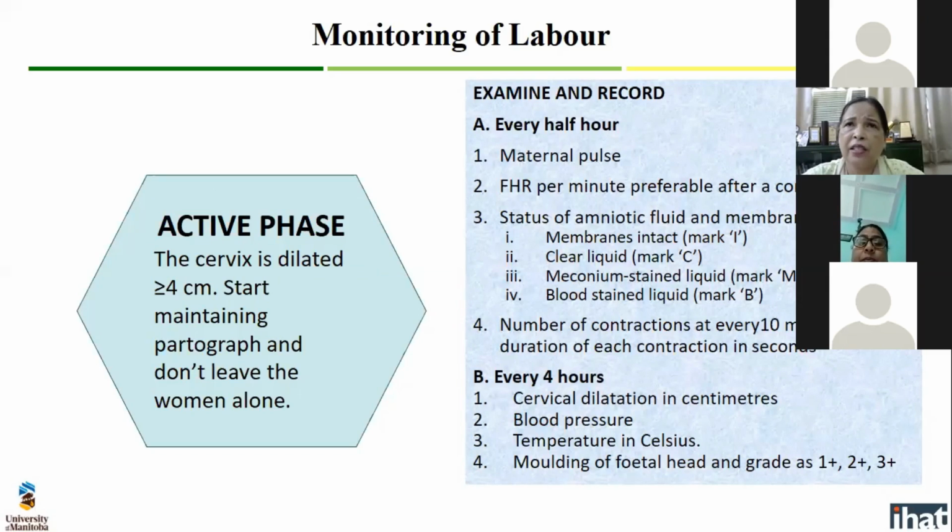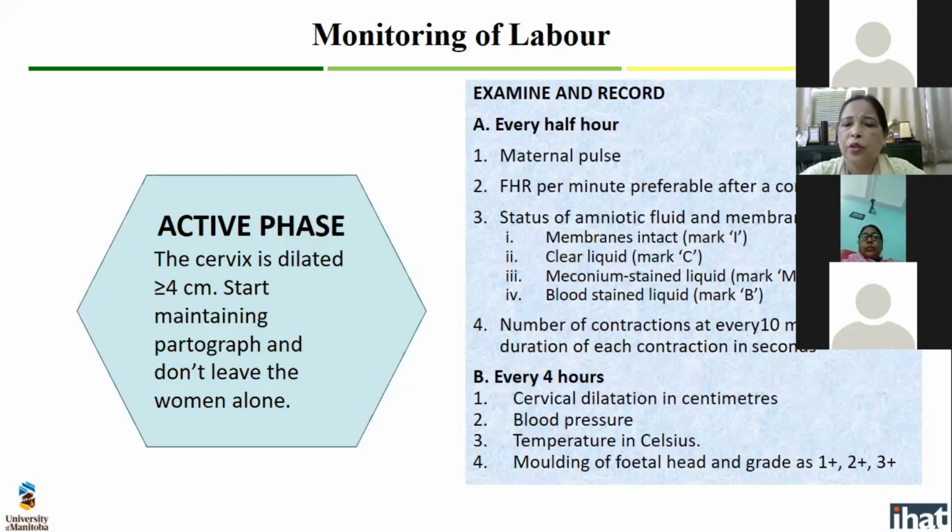If the liquor is clear, then you have to record. If the liquor is meconium stain, then you have to record. And there are certain standard marks for that. If the membranes are intact, you have to put I, capital I. If the liquor is clear, capital C. This will, if anybody will see the partograph.